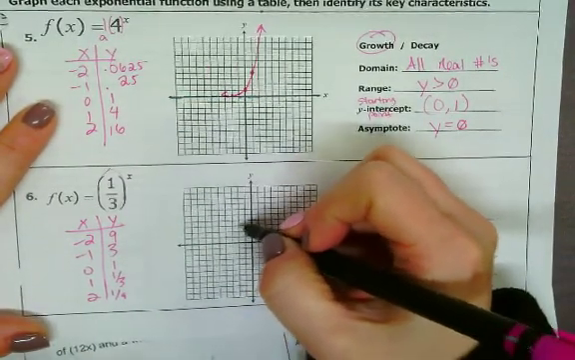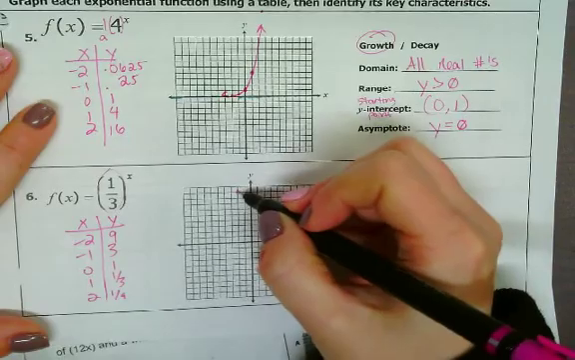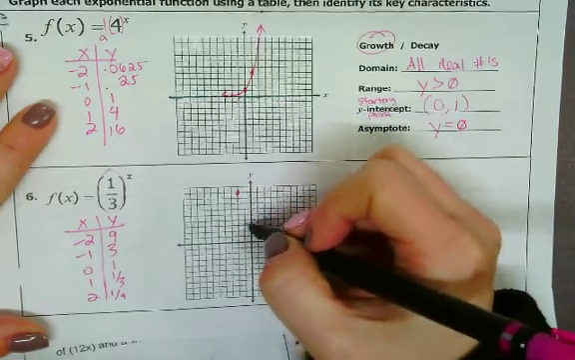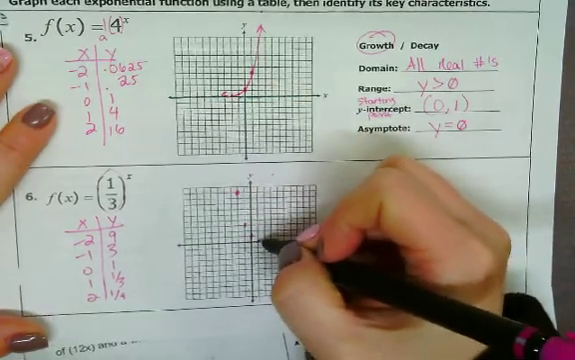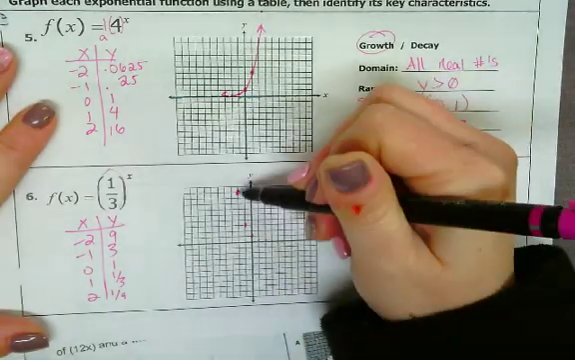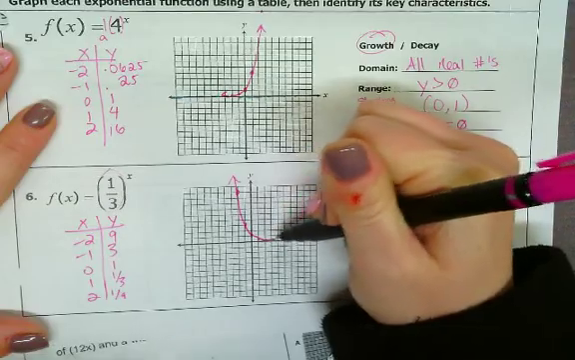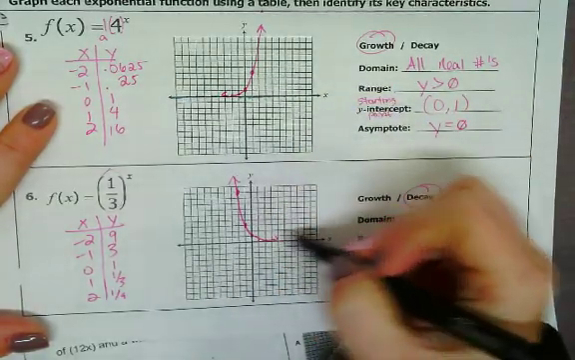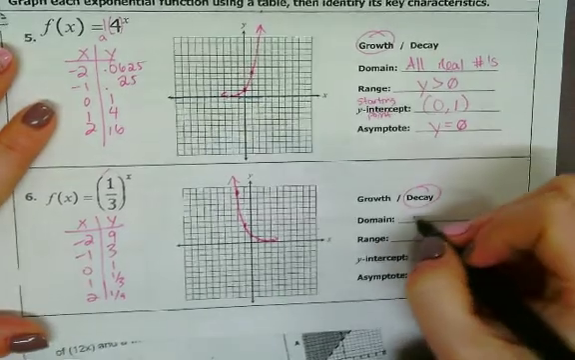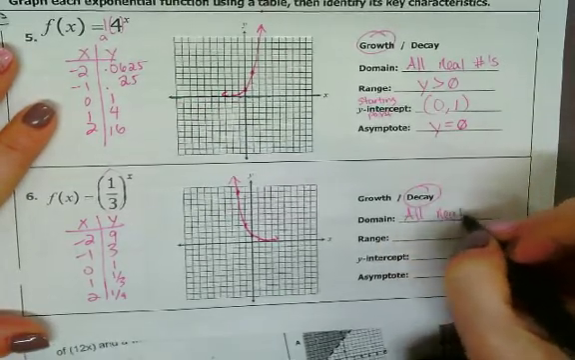So I have negative 2, 1, 2, 3, 4, 5, 6, 7, 8, 9. Negative 1, 3, 0, 1, 1, 1/3, 2, 1/9. So again, it's going to get so close to that 0, but it's never going to actually be that 0. It is going to continue going right forever and left forever. So my domain is all real numbers.